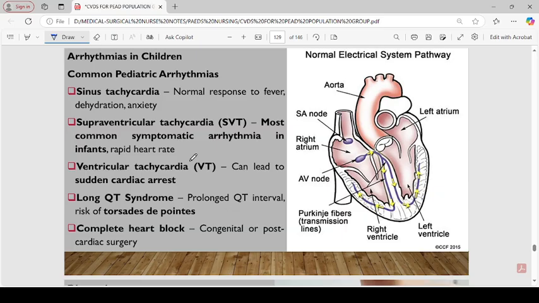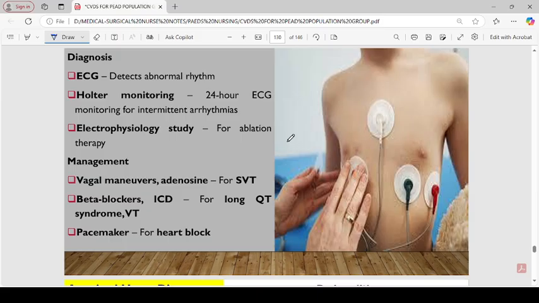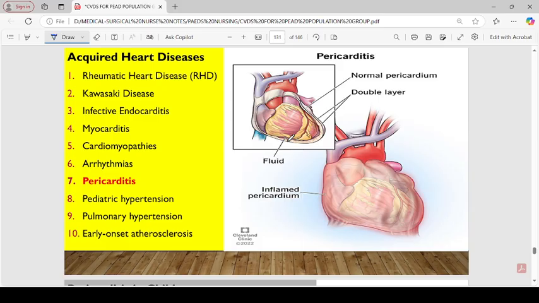For the arrhythmias, pediatric arrhythmias, of course, the common pediatric arrhythmias include sinus tachycardia, supraventricular tachycardia, SVT, is the most common symptomatic arrhythmia in infants. You should know that. Then ventricular tachycardia, long QT syndrome, which risks the baby developing torsades de pointes, and complete heart block. So you could do ECG, Holter monitoring, or the electrophysiology study. Maneuvers like vagal maneuvers, adenosine for SVT, which is the most common, beta blockers, ICD for long QT, and the pacemaker for the heart blocks.